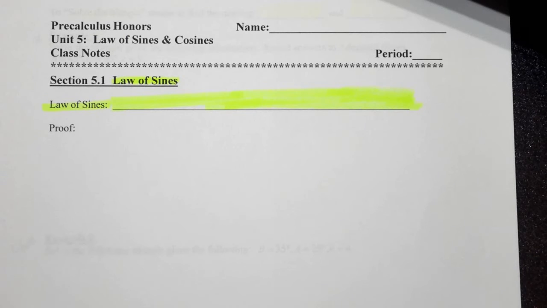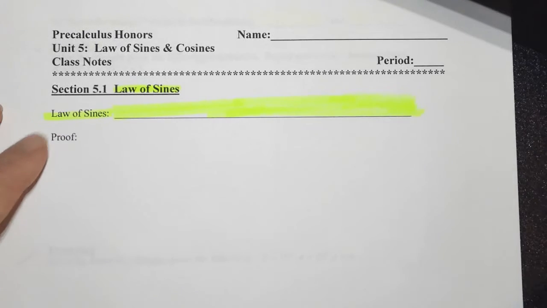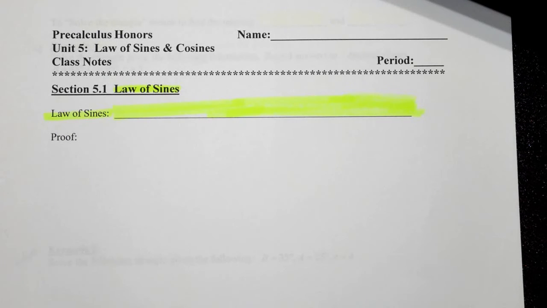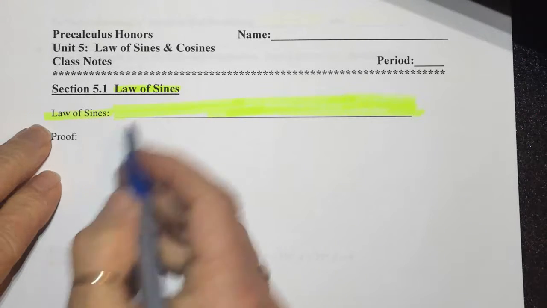In Unit 5, we're going to focus on the law of sines and cosines so that we can solve for triangles. And the first part of the section that we're going to talk about in 5.1 is the law of sines. Fortunately for you guys this year, we are not going to require the proof, so I will give you the law of sines as is.